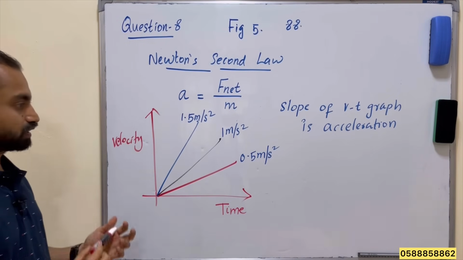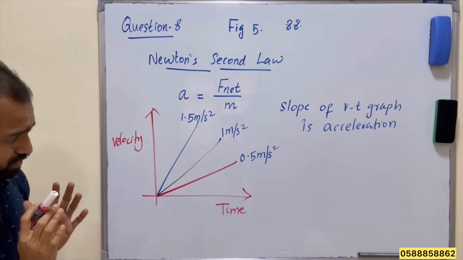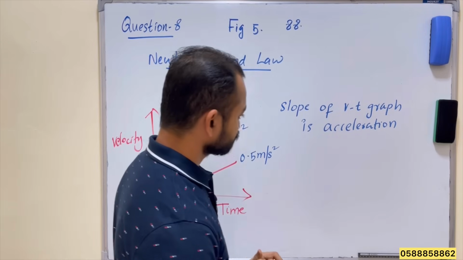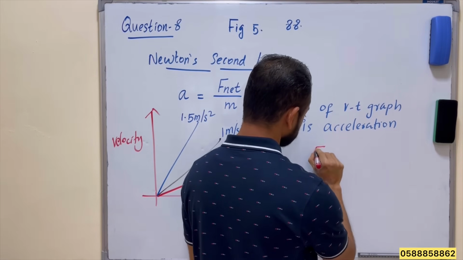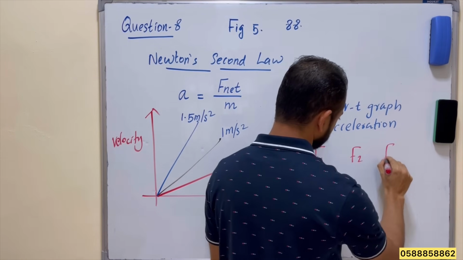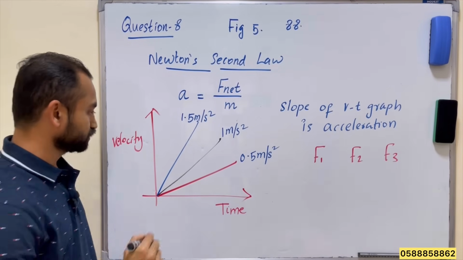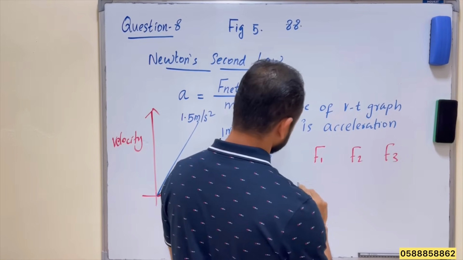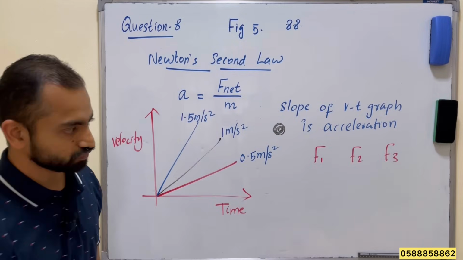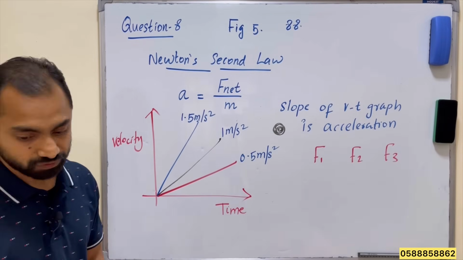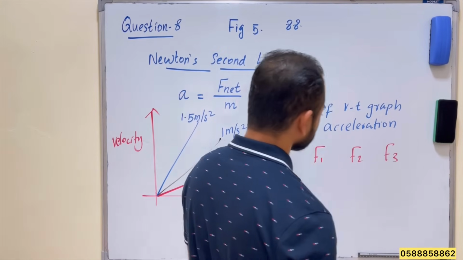So for example, we will consider this graph is about one object and 3 forces are acting on that object. Okay, one object. For example, 3 different forces F1, F2, F3 are acting on this object. First we are applying a force F1, second we are applying another force F2, next we are applying another force F3. So which one is the greatest force?